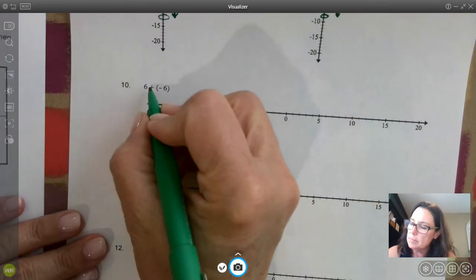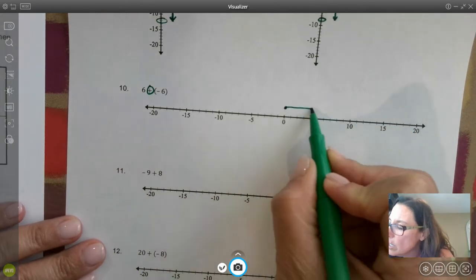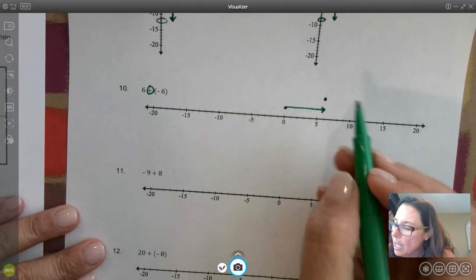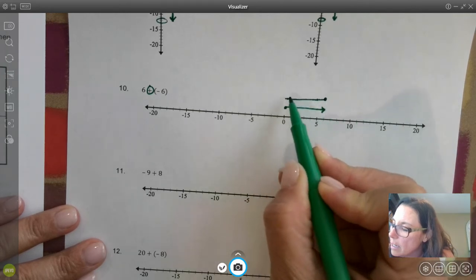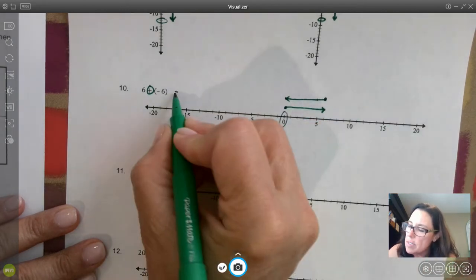Okay, so we're adding on this problem, which means we start at 0. We're going to go to 6, and then we're going to go back to the left 6. We land at 0. This is equal to 0.